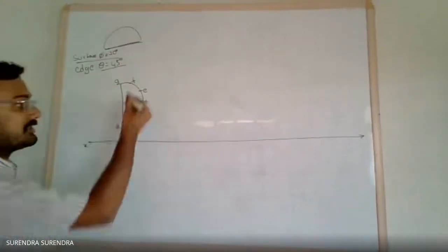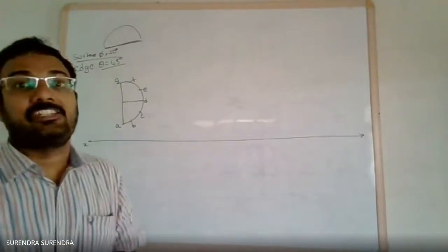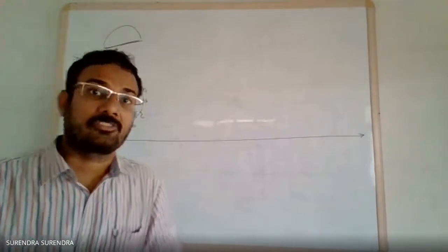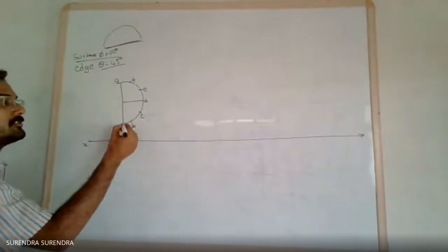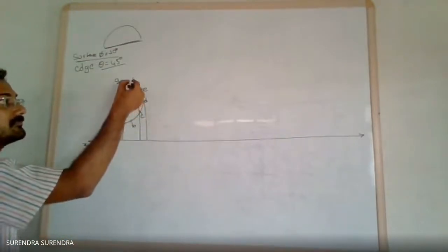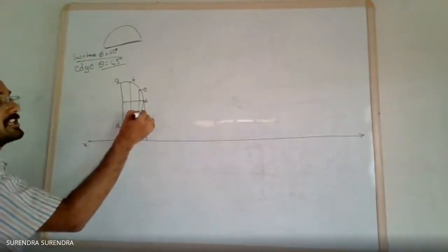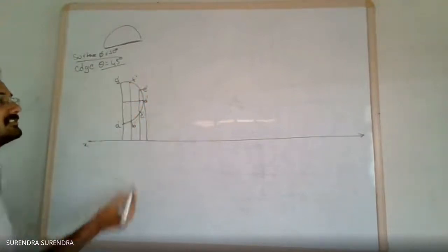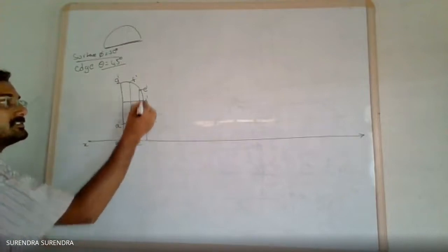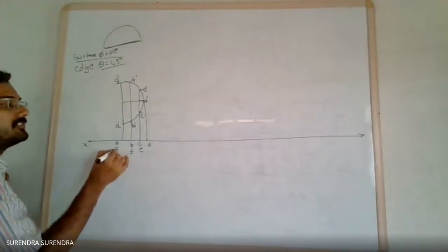Now draw the respective top view. In the top view, the edge is resting on the vertical plane, as given. So the top view must be on the XY line. Project all the points up to the XY line and mark all the points. So these are the front view points A dash, B dash, C dash, D dash, and top view points A, B, C, D, E, F, G.